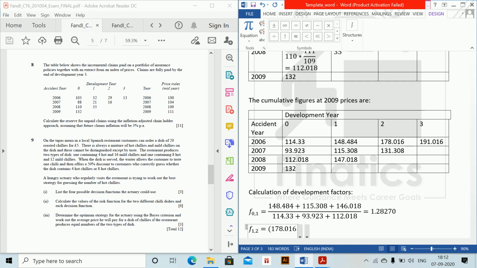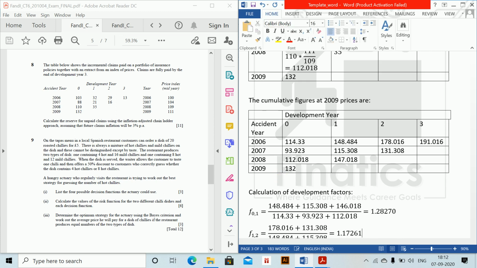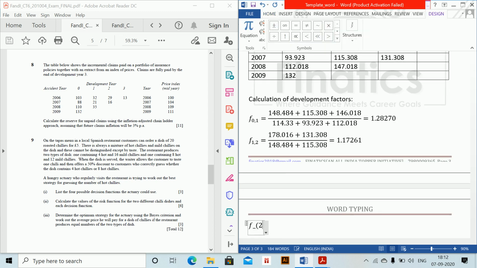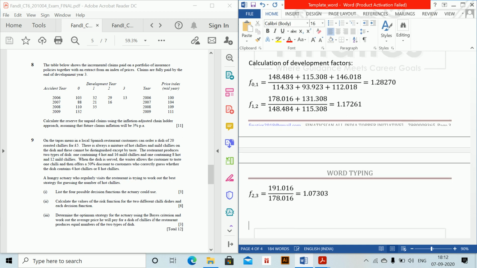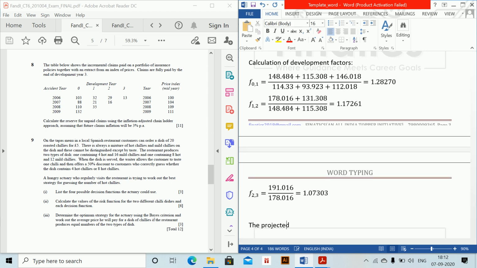Then f_1,2 is equals to 178.016 plus 131.308 divided by 148.484 plus 115.308. So this is equals to 1.17261, and f_2,3 is equals to 191.016 divided by 178.016, which is equals to 1.07303. So these are my development factors of projected cumulative prices or figures.